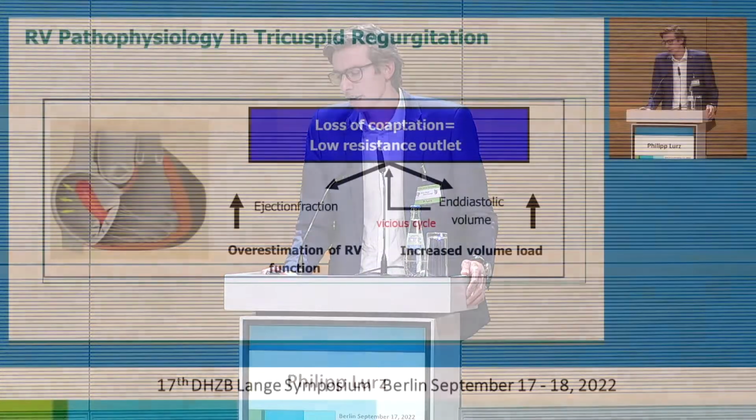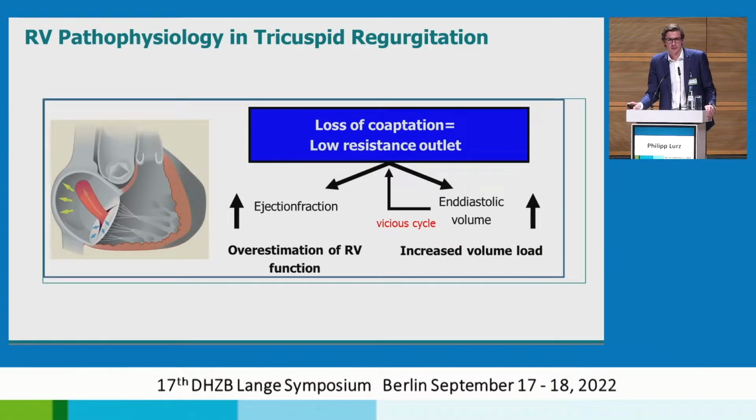If we consider TR only from a pathophysiological point of view, what does it mean for the right ventricle? It's actually a low resistance outlet for the right ventricle. It's a little bit easier to push the blood into the right atrium rather than forward into the pulmonary artery, especially if pressures are high, either because of high resistance or because of a fixed resistance. So it could be a good thing for the right ventricle, but obviously it causes right ventricular volume overload.